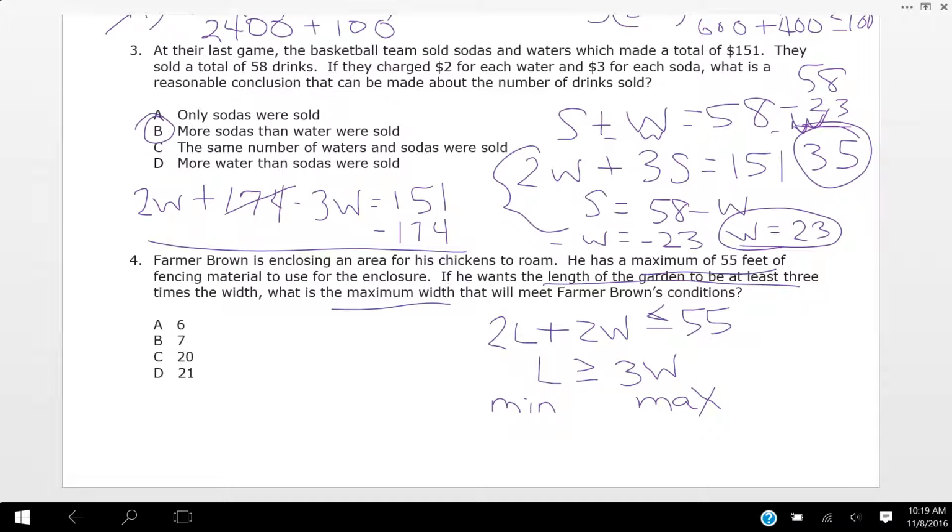And I think if I just pretend like L is equal to 3W, I can see when the values are going to be less than 55. So let's pretend like I maximize the width and minimize the length. And let's go ahead and put that in. So if these are widths, I'm going to substitute in 6 for width. So I'm going to have 2 length, which is 3W. So I'm going to have 6W plus 12 is less than or equal to 55.